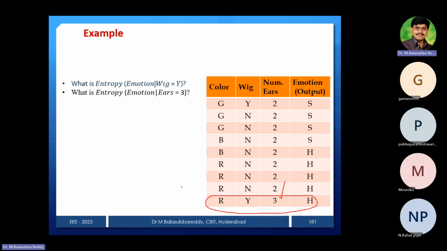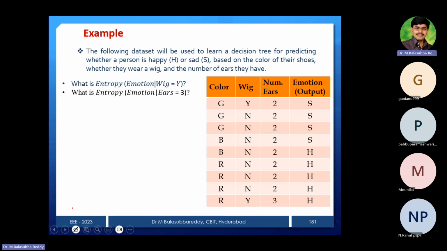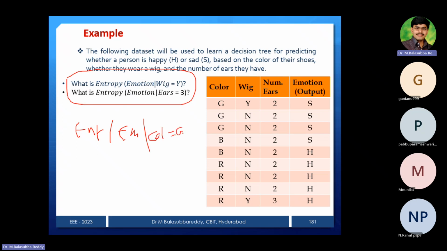The given problem is this, and what we have calculated is the entropy for this condition. If you want to calculate any other in the exam, we may ask you something instead of this question. The dataset may be exactly the same. What I will ask is to calculate the entropy of emotion, instead of wing and ear, with color is equal to green. That's it. So color is green. What is the entropy? Can anybody calculate and tell me the answer? How to calculate this?